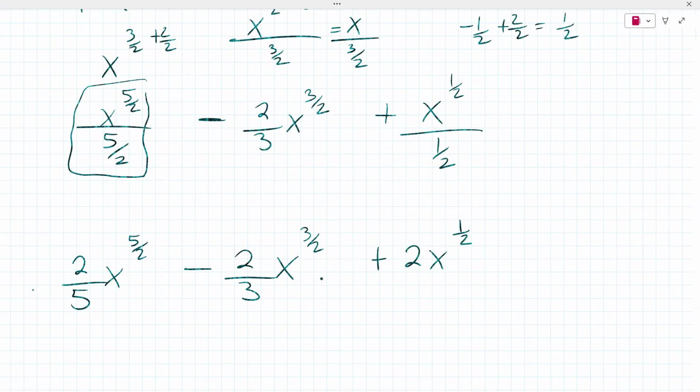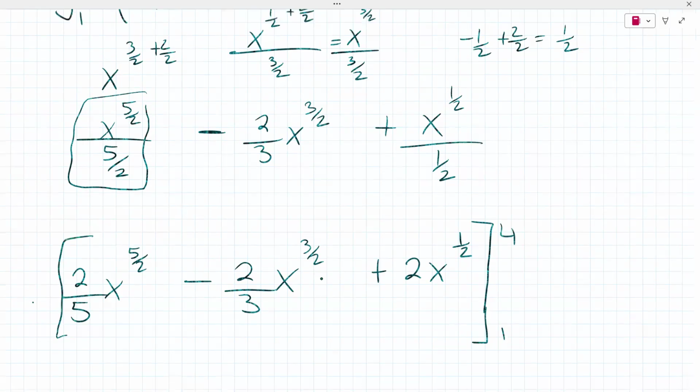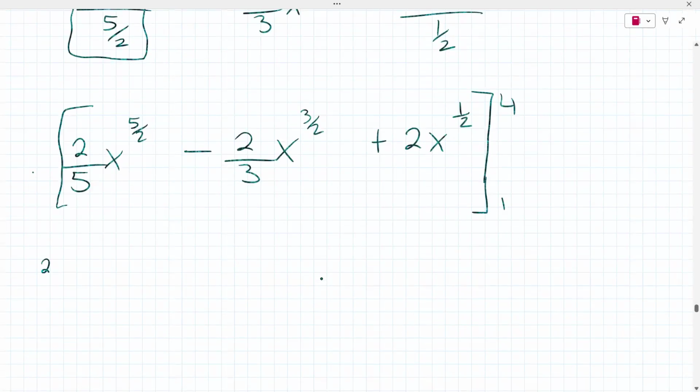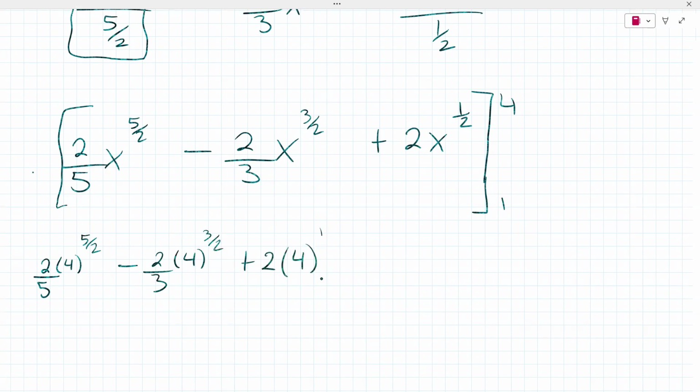And then you may apply the fundamental theorem because we have boundaries, right? So do the lower and the upper. This is 1, and then this is 4. So apply the upper minus lower. So this is going to be 2/5, and then this is going to be 4 to the 5/2 minus 2/3, and then this is going to be 4 to the 3/2 plus 2 times 4 to the 1/2 minus bracket.